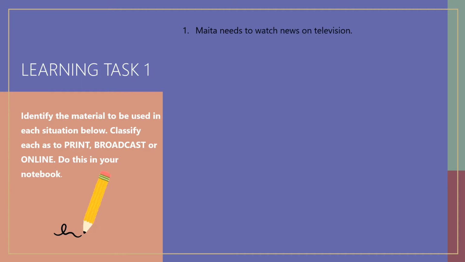Maita needs to watch news on television. So, our clue here is television. So, I want you to answer in 5 seconds. 5, 4, 3, 2, 1. And the answer is broadcast. Of course, because broadcasting is in television.